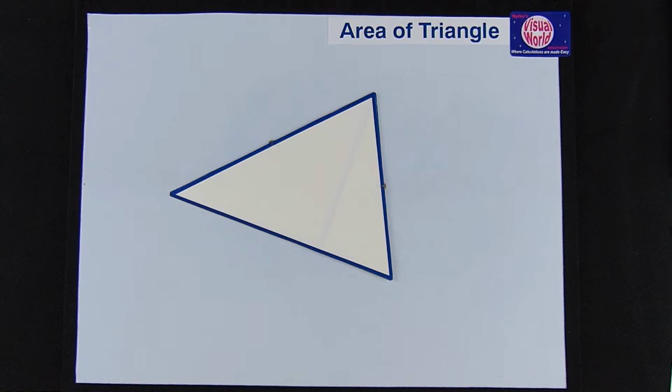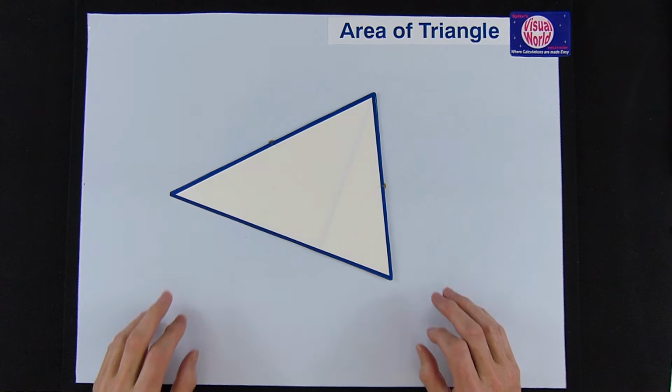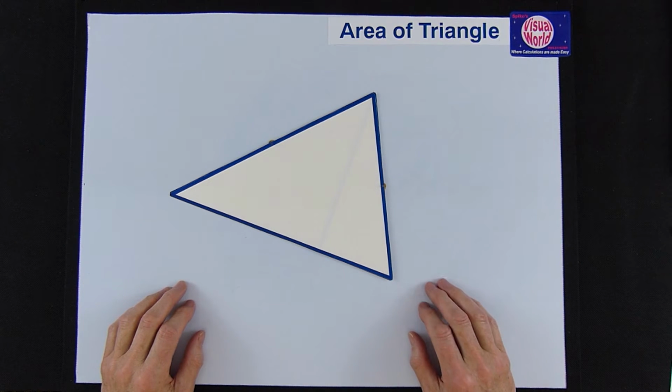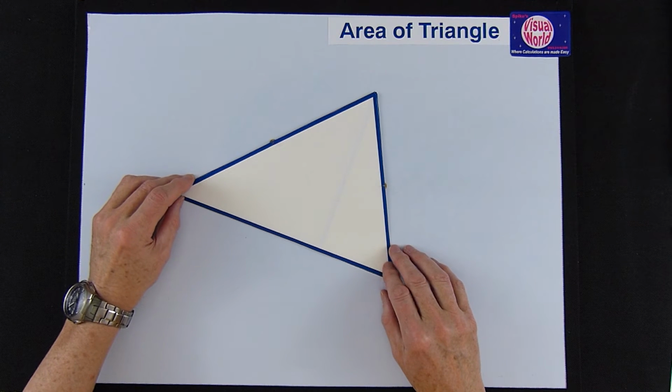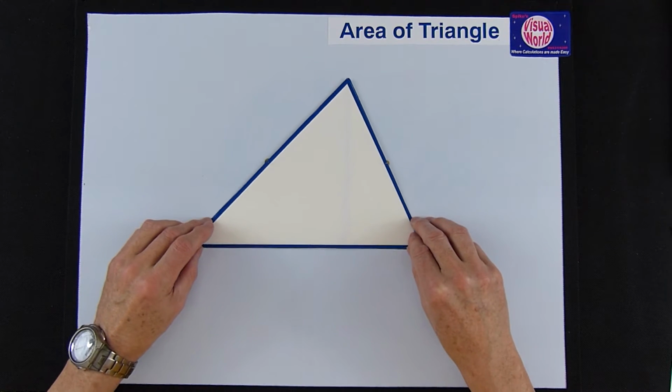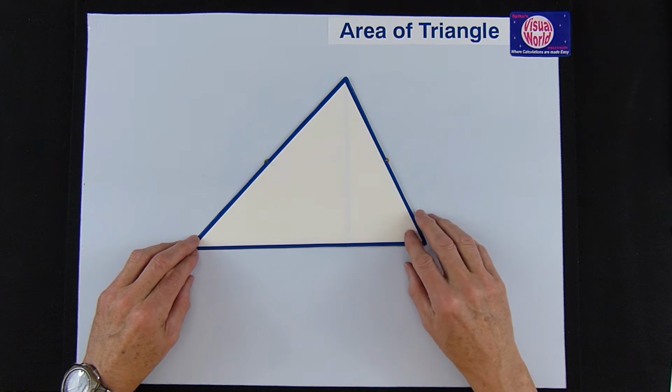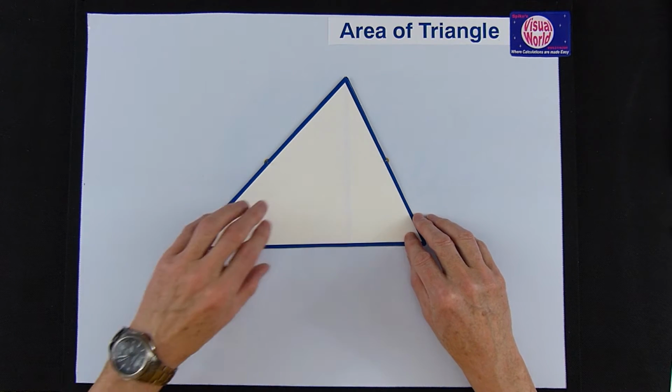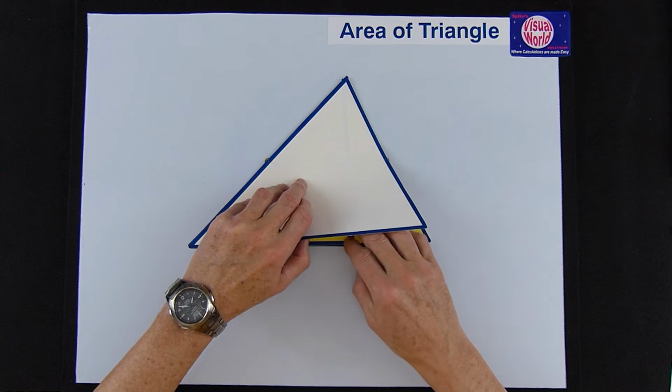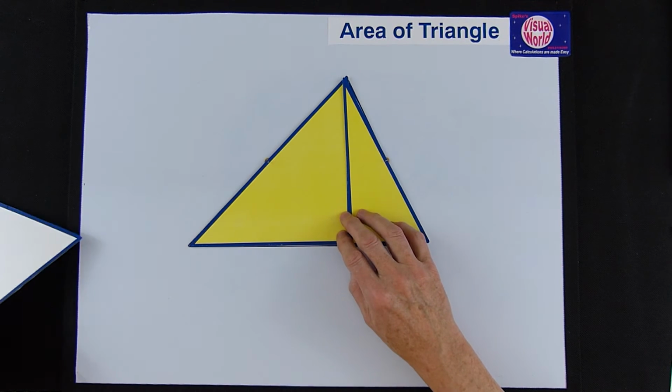In this video I'm going to show you how to find the area of a triangle using trigonometry. First of all, I'll show you where the simple area of a triangle formula comes from. Here we've got a triangle, and first of all I'm going to turn it round so one of the sides is on the horizontal. It's easiest to find the area of two triangles first, and I've got a yellow and a blue one here.